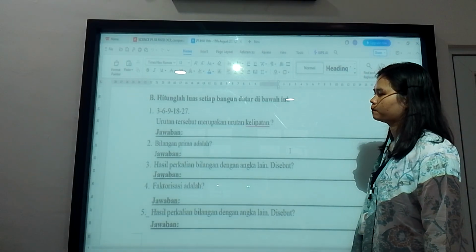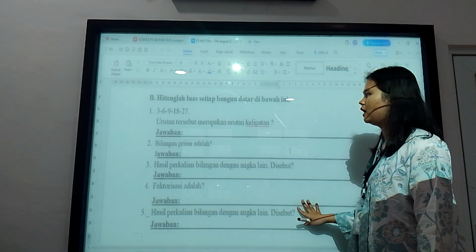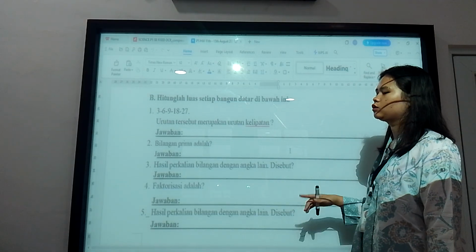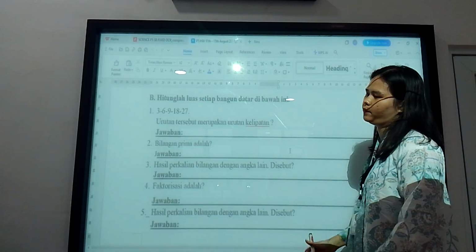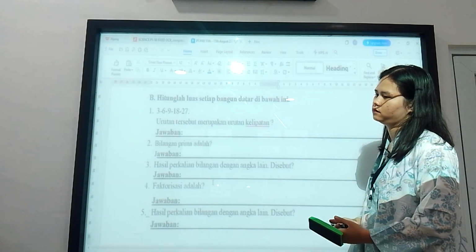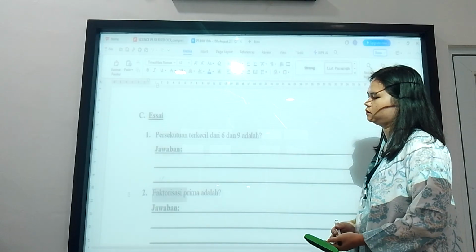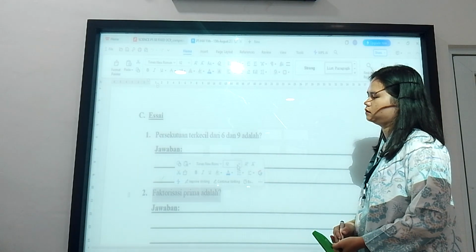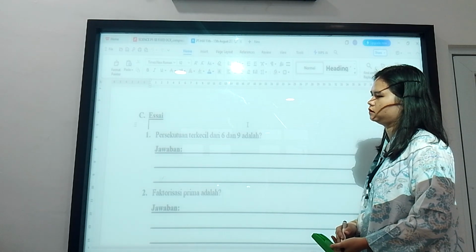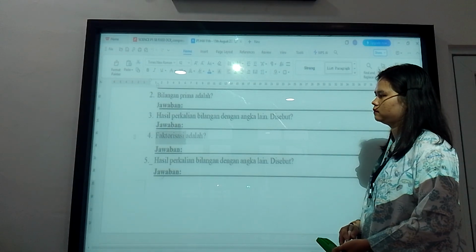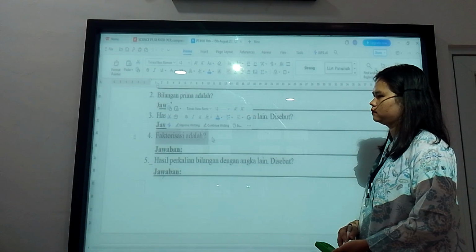Ulang tadi pengertian tentang faktorisasi. Faktorisasi adalah memecah bilangan menjadi suatu bentuk perkalian dari bilangan prima. Nah, itu faktorisasi prima, Miss. Makanya di sini ada pengertian faktorisasi prima. Kita memecah bilangan itu menjadi perkalian bilangan prima. Sedangkan faktorisasi itu pemecahan bilangan berdasarkan angka pembaginya.